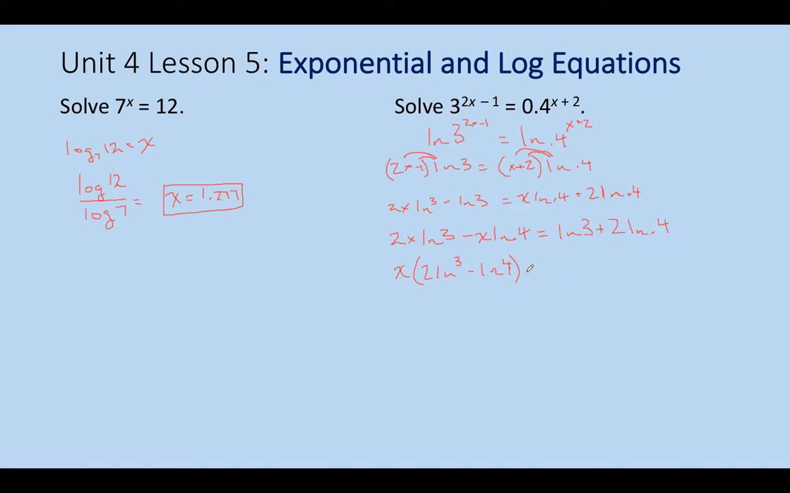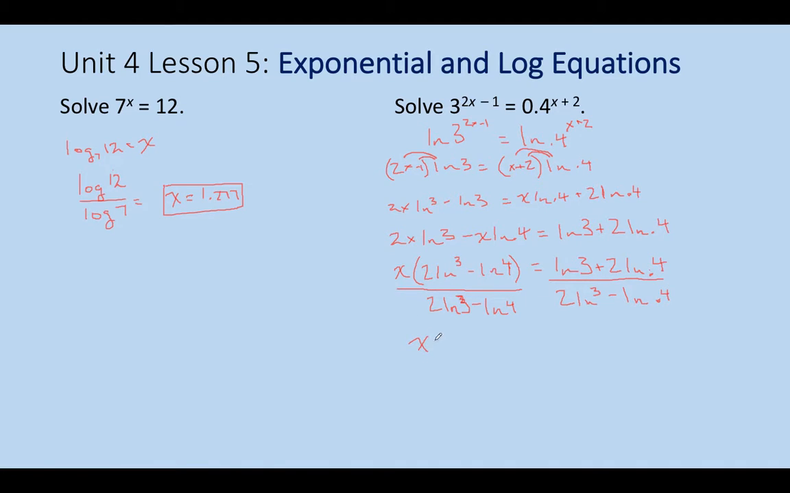So that's what the left-hand side looks like. The right-hand side is just going to be the same. And at this point, natural log of 3 plus 2 natural log of 0.4. If I want to get x by itself, I'm just going to go ahead and divide both sides by this 2 natural log of, not to the third, natural log of 3 minus natural log of 4. So 2 natural log of 3 minus natural log of, I guess, is 0.4.